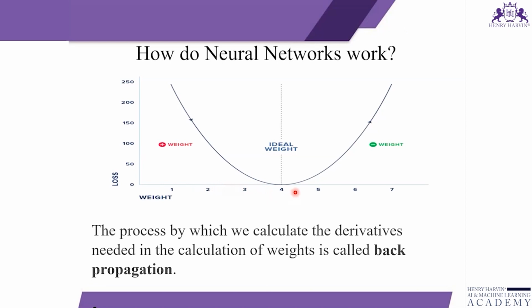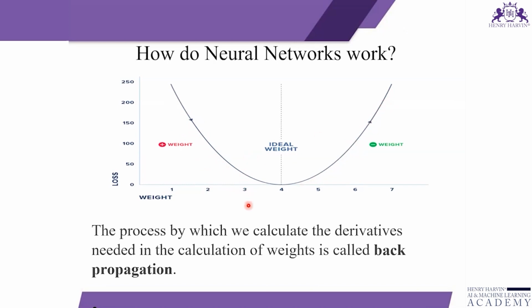Now, you already found out that the right relationship between x and y in this example is y equals 4x. That is why here you can see that there is no loss. When you calculate y equals 4x, there is no loss. So here actually this part represents a negative slope. When there is a negative slope, the weight is getting increased, right? So the weight is getting increased, and here you can say that it is a positive slope, right?